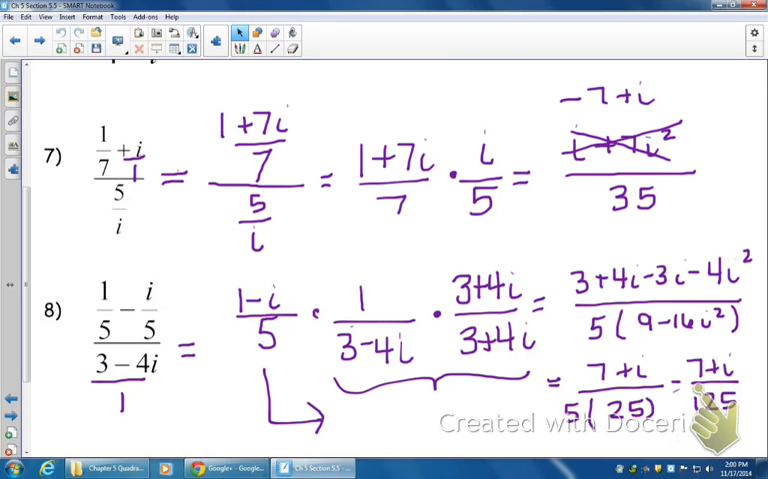So that's it for now. We'll practice these. Hopefully they'll become more comfortable. The adding, subtracting, not too bad, but we'll spend a little bit more time on the multiplying and dividing. See you in class.